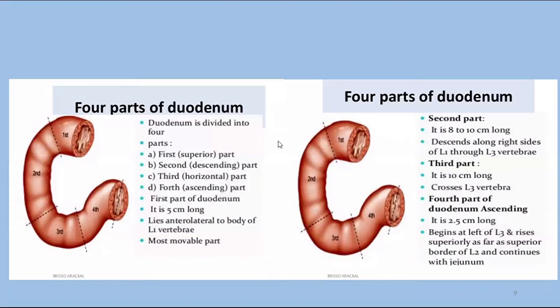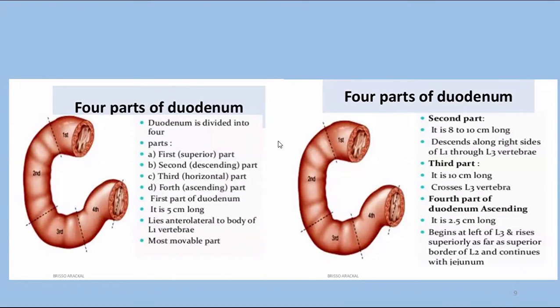The third part is 10 centimeters long. It crosses the L3 vertebra. It is near the root of the mesentery of the small intestines. Posteriorly, it is related to the right ureter and the right psoas muscle, and superiorly to the head of the pancreas.